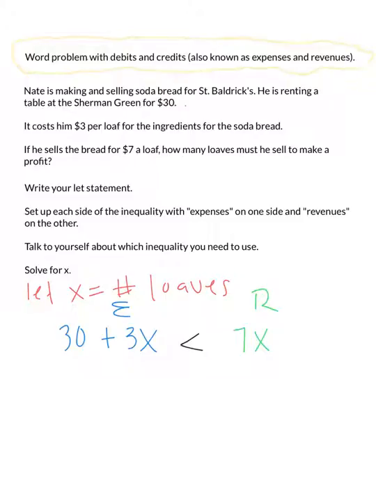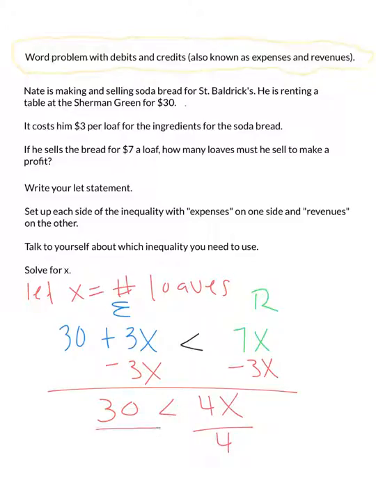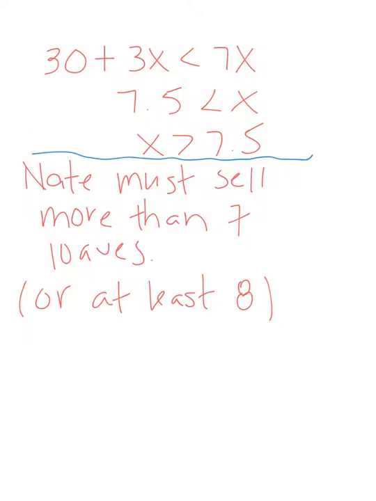So now we're just going to solve it by subtracting 3x from both sides. We have 30 is less than 4x. Divide both sides by 4. And we have 7.5 is less than x. So your context sentence would be Nate must sell more than 7 loaves, or you could say Nate must sell at least 8 loaves.